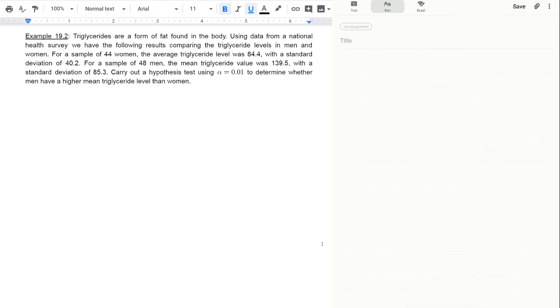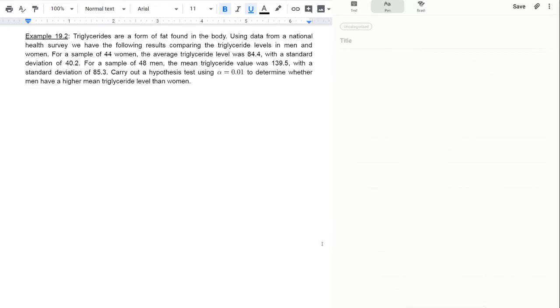So triglycerides are a form of fat found in the body. Using data from a national health survey, we have the following results comparing the triglyceride levels in men and women. For a sample of 44 women, the average triglyceride level was 84.4 with a standard deviation of 40.2. For a sample of 48 men, the mean triglyceride level was 139.5 with a standard deviation of 85.3. So let's carry out a hypothesis test using a 1% significance level to determine whether men have a higher mean triglyceride level than women. All right.